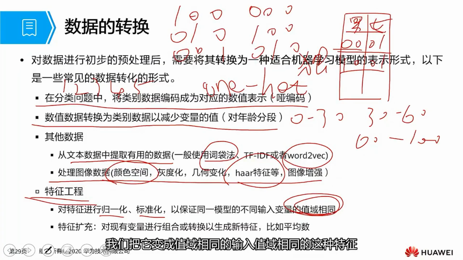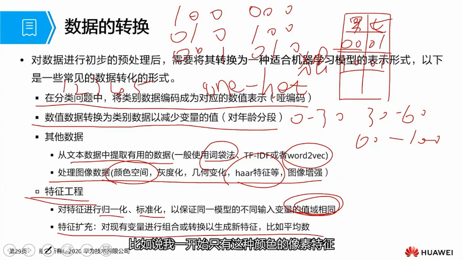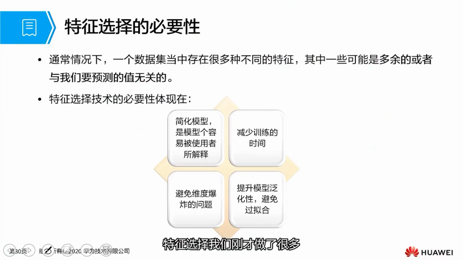Feature selection. We have just done a lot of feature expansion, and now feature selection. Is there a necessity for this? It is very necessary. Usually, in a dataset there are many different features. Sometimes these features may be redundant, or unrelated to our predicted value. At this point we need to perform feature selection.